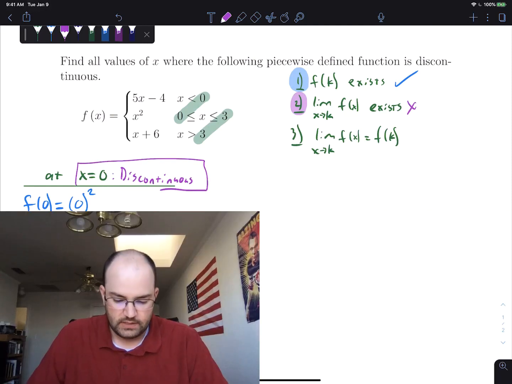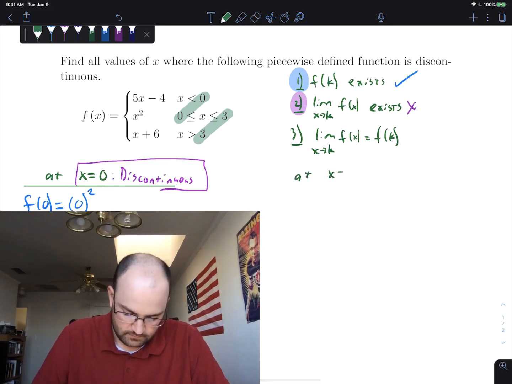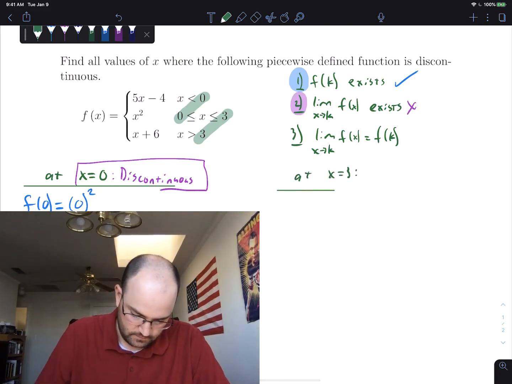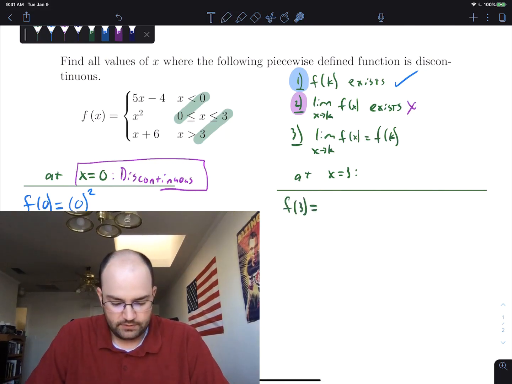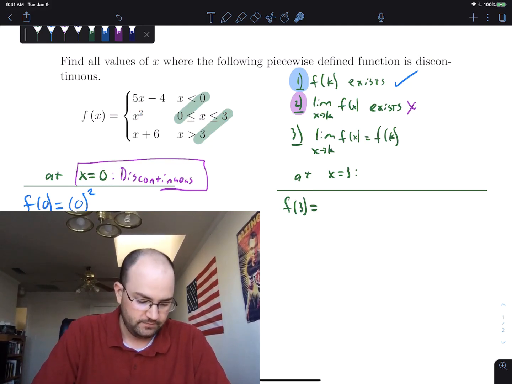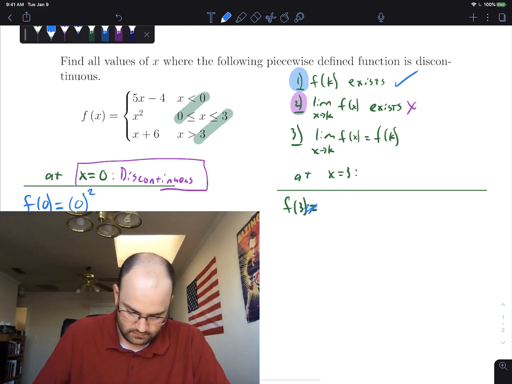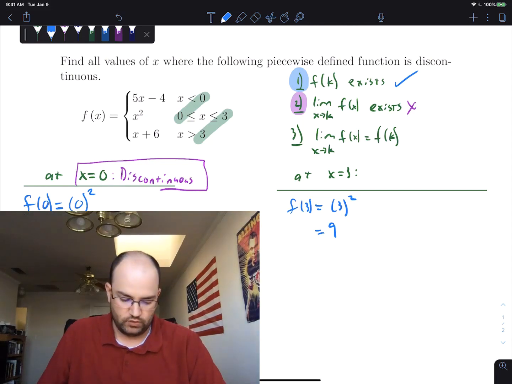Good. Now let's look at x equaling 3. The first thing we look for is f of 3. Now notice that 3 less than or equal to 3 is true, which means that x squared is where this is defined at x equaling 3. Which means we would think of this as 3 squared. And 3 squared is 9. Good.